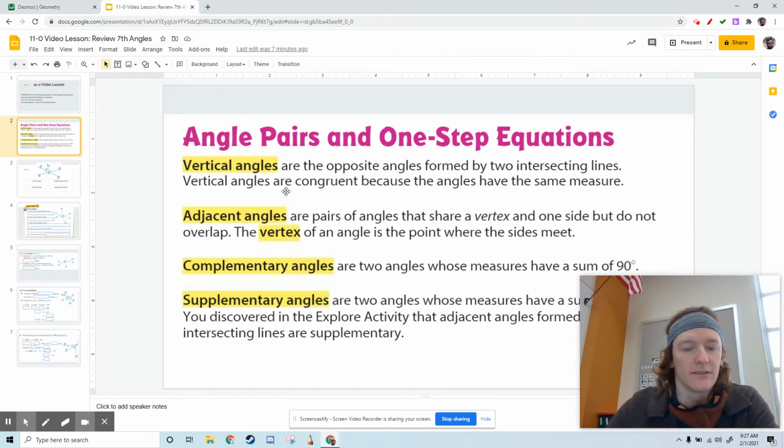That is vertical angles. The next one is adjacent angles. Adjacent angles are pairs of angles that share a vertex. A vertex is a corner, and they share one side, but do not overlap. The vertex of an angle is the point where the sides meet.